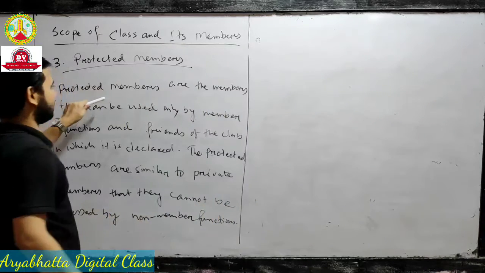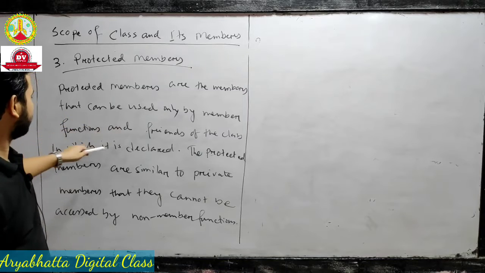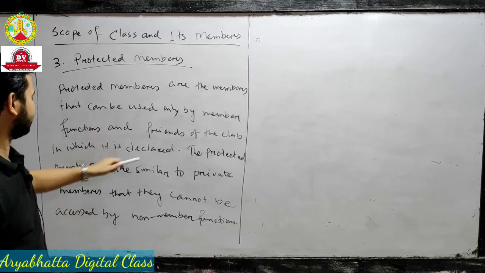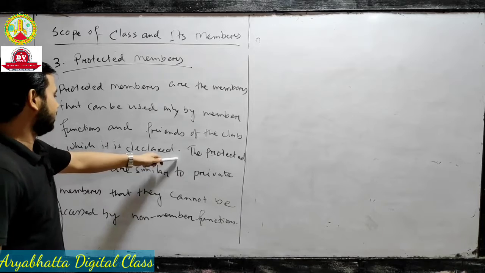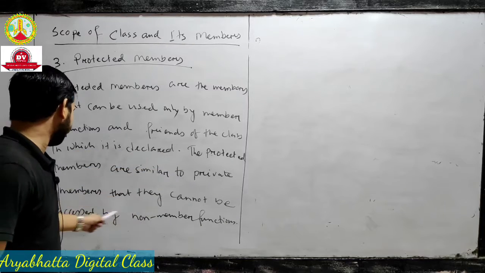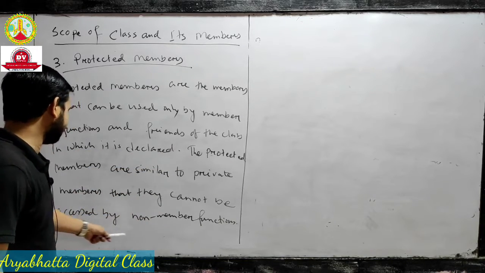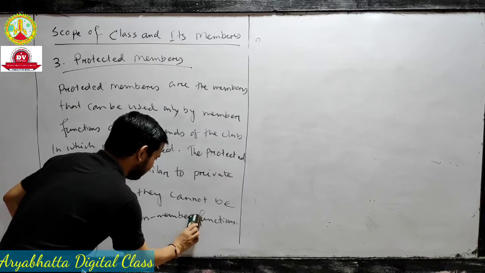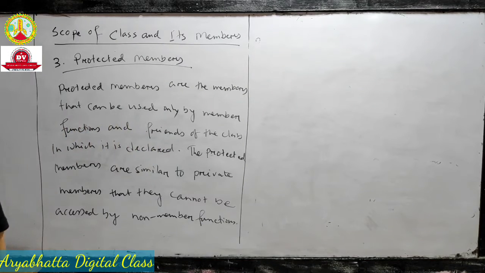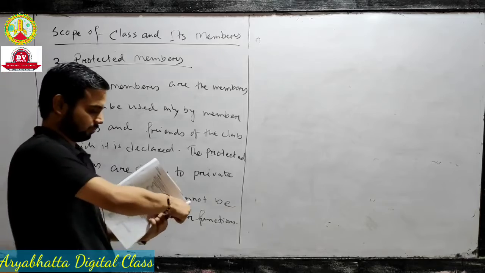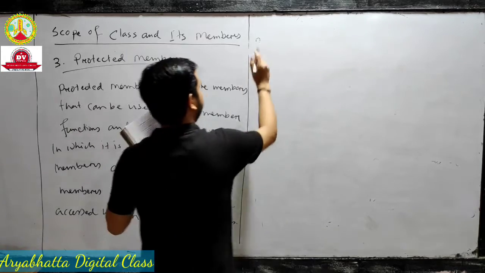I tell you, protected members are the members that can be used only by member functions and friends of the class in which it is declared. The protected members are similar to private members in that they cannot be accessed by non-member functions. Okay, means outside of the class. And the last one is the difference between them. Okay, I write down the difference.